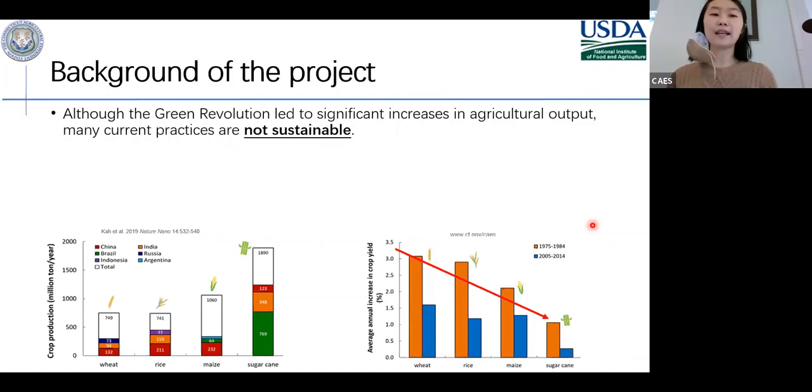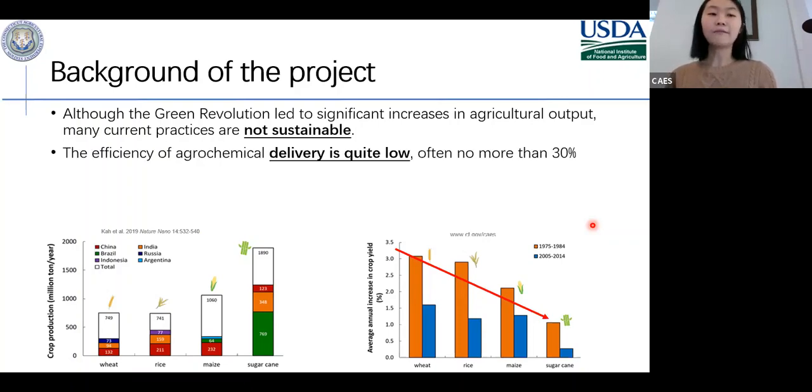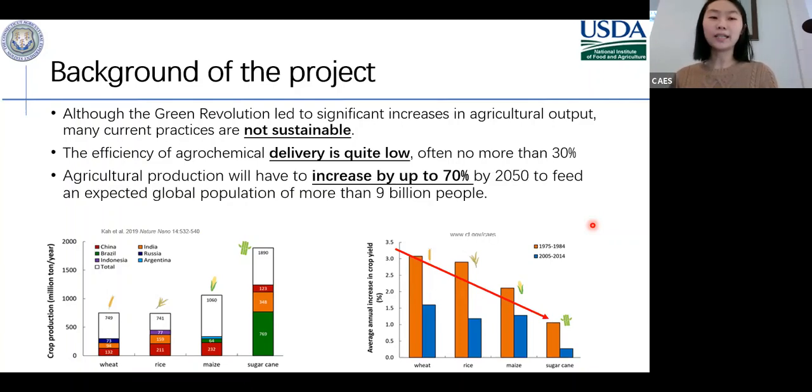So as we know, although the green revolution has led to a significant increase in agricultural production, currently many of the processes are not sustainable. And the efficiency of agrochemical delivery is quite low. So we need to find a way to increase it. Agricultural production will have to increase by up to 70% because of the dramatic increase of the global population.